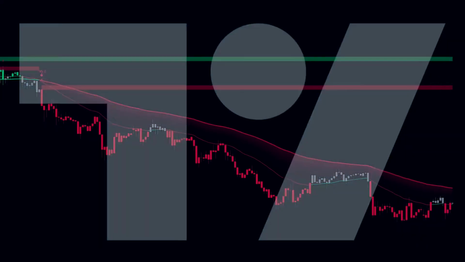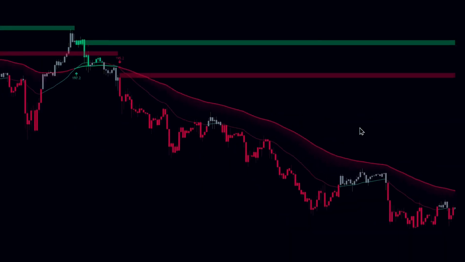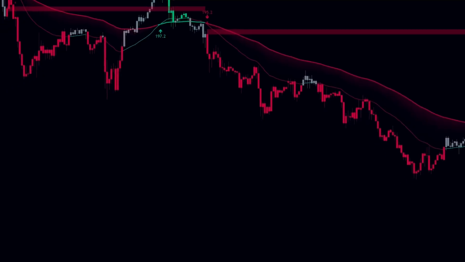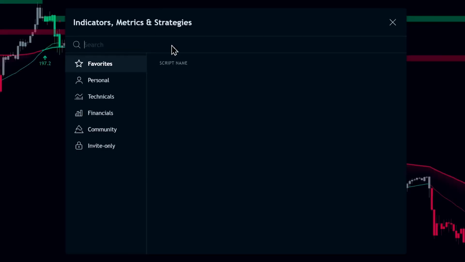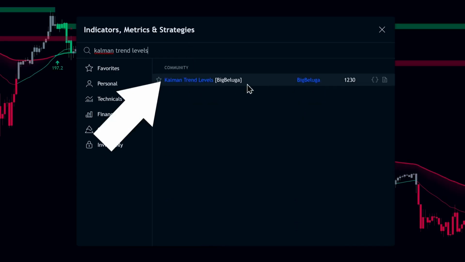Head over to TradingView, the platform we'll be using. Once you're on TradingView, open any trading asset you want. I'll be using the 1 hour time frame for GBPJPY. Next, click on Indicators and type in Common Trend Levels. You're looking for the one by Big Beluga.